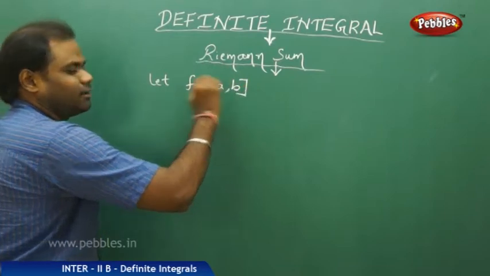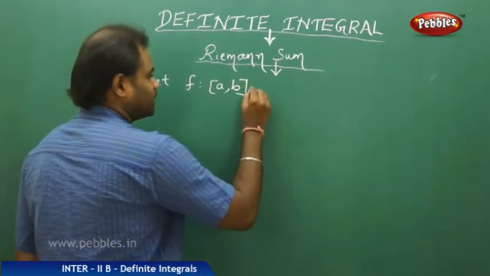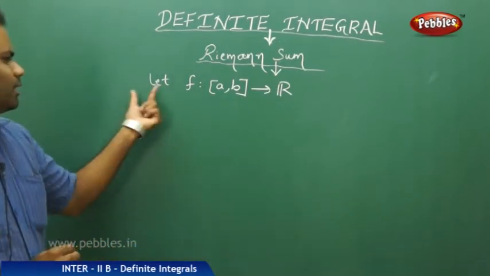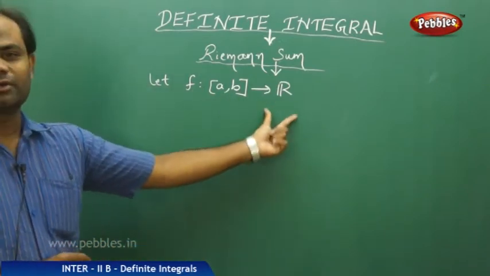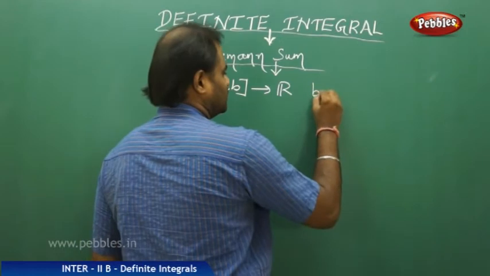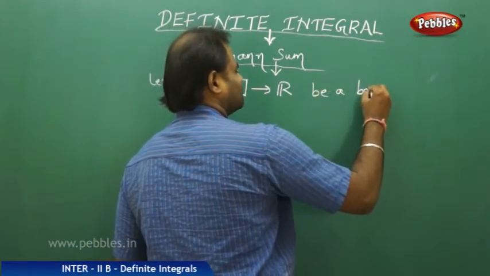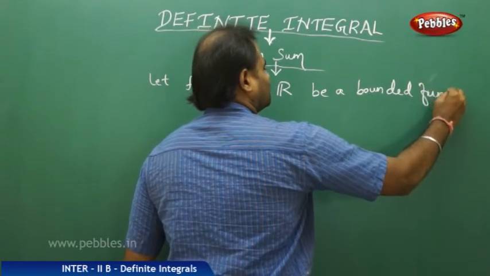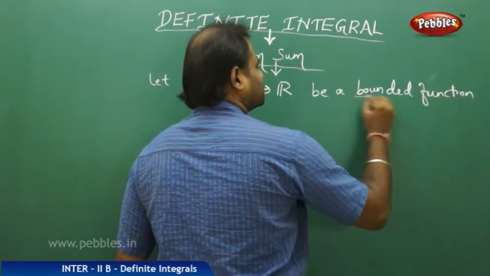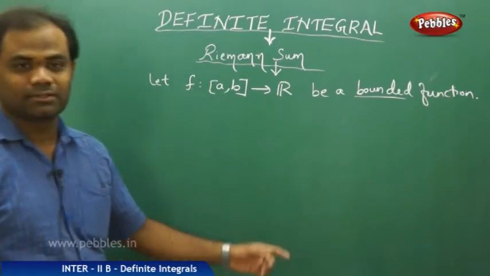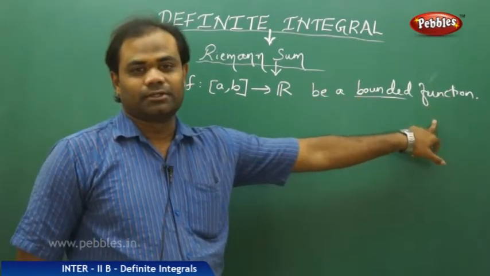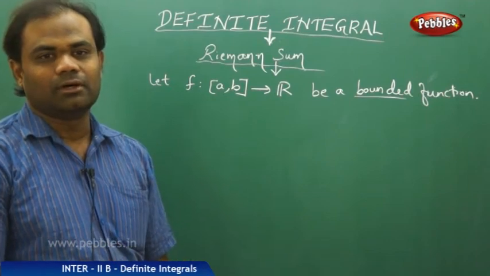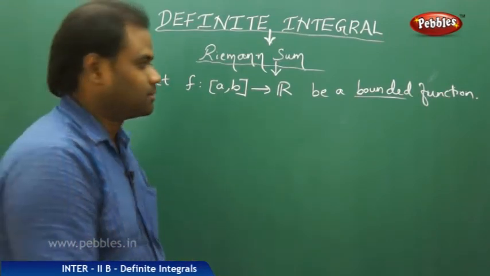a function f from the closed interval [a, b] to the set of all real numbers. Now, let f from the closed interval [a, b] to the set of real numbers be a bounded function. What we mean by a bounded function is the biggest question in this sentence. When I say bounded function, that means the function has limited real number on the left and on the right.